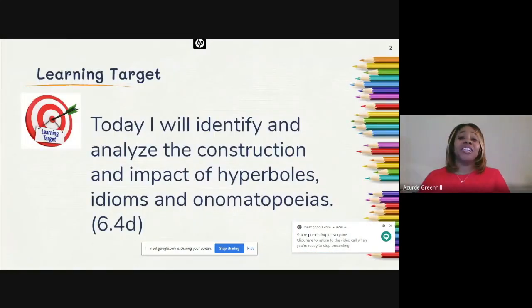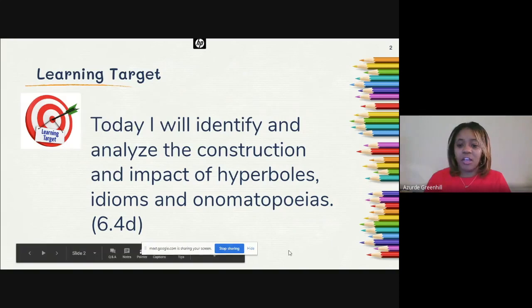Okay, so yesterday we talked about always having a learning target so we know where we're going. We always want to have a goal in mind. So today I will identify and analyze the construction and impact of hyperboles, idioms, and onomatopoeias. Those are the kinds of figurative language we're going to go over today.